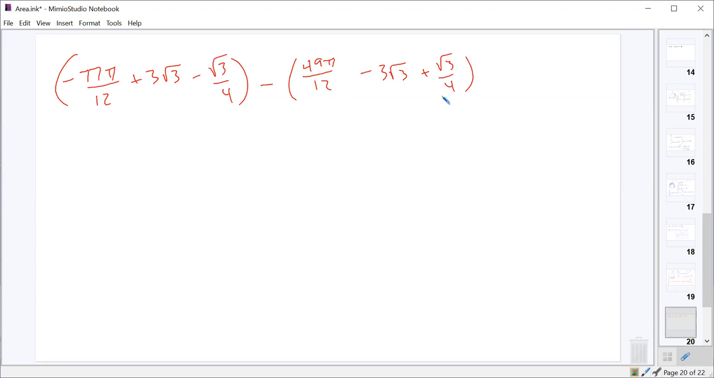Does that look right to everybody? Just kind of doing that quickly. Hopefully I remembered what we had on the previous page. Good or no? And simplifying that down, let's see, negative 77 minus 49 is, what is that? What does that come out to be? Negative 126 pi over 12.